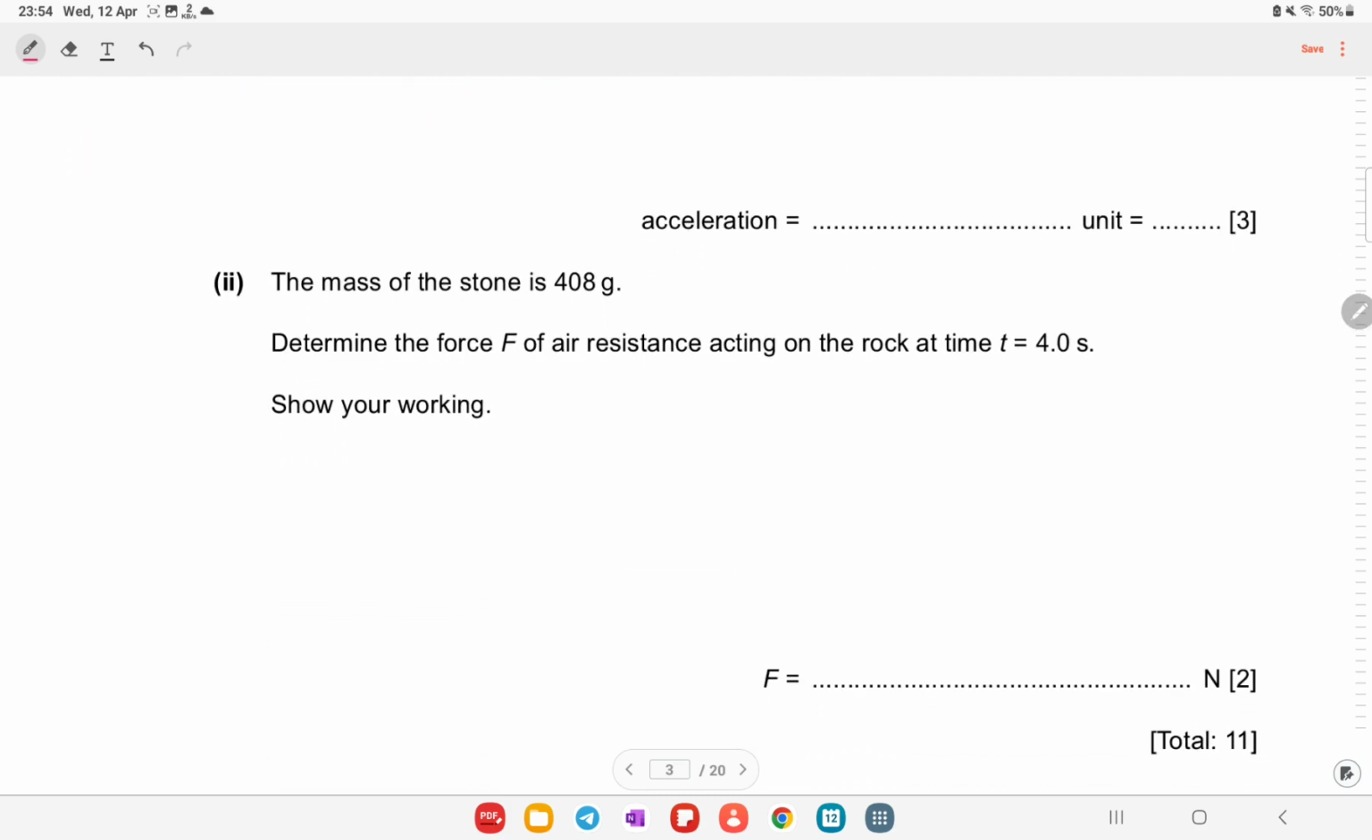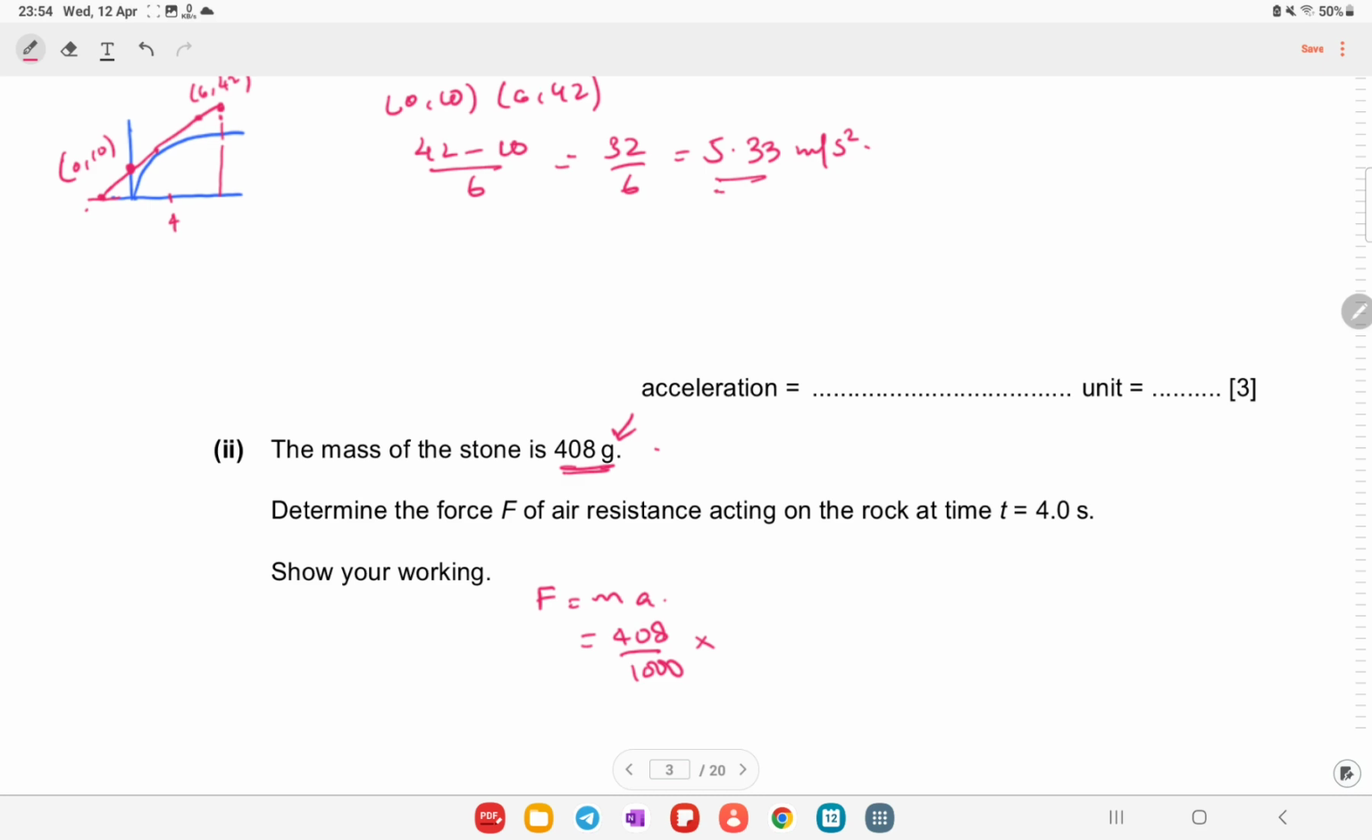Okay, the mass of the stone is 408 grams. Determine the force of air resistance acting on the rock at time t equals 4. Show your working. First of all, you have to convert this number into kilograms. Obviously, force is equal to mass times acceleration. So mass is going to be 408 divided by 1000, basically we are converting it into kilograms, and the acceleration is given over here, so this is going to be 5.33. When you solve this, you will end up with 2.2 newtons.